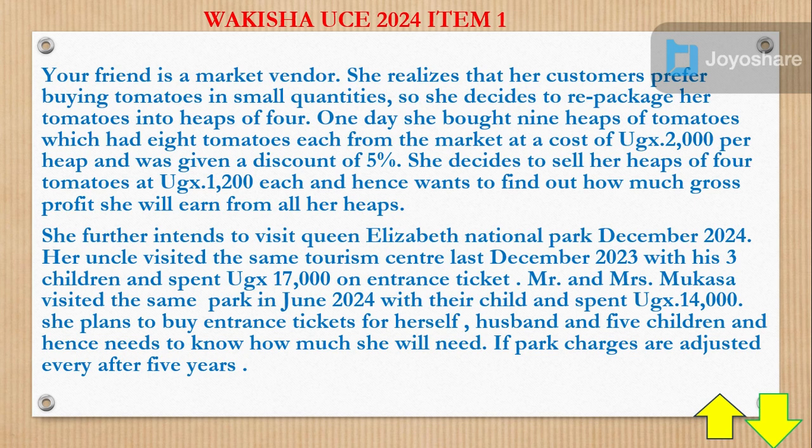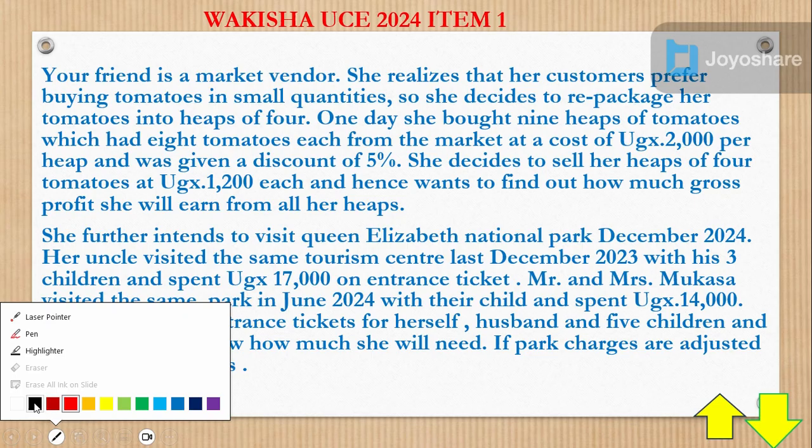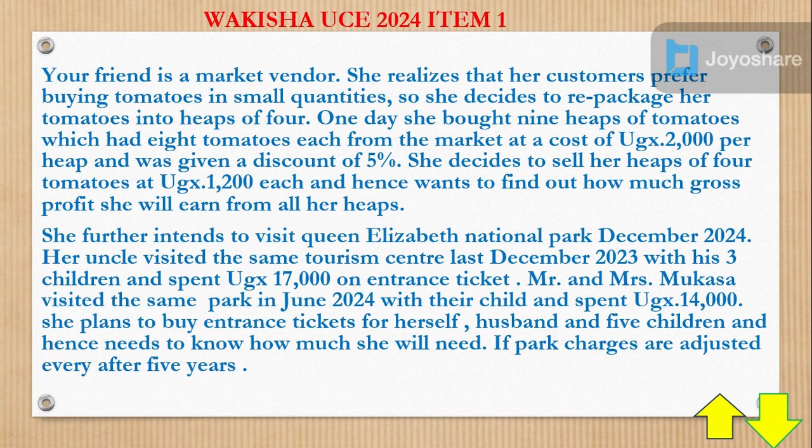It says your friend is a market vendor. She realizes that her customers prefer buying tomatoes in small quantities, so she decides to repackage her tomatoes into heaps of 4. I need to underline this. She repackages her tomatoes into heaps of 4. One day she bought 9 heaps of tomatoes.